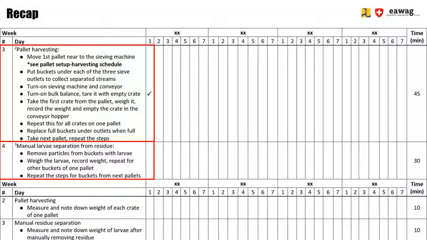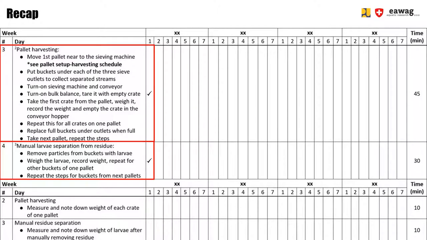Then for the manual sieving step, the second step here, we remove the particles that were pushed up by the larvae from the top of the bin with the larvae in it. We then weighed the larvae, recorded the weight, and repeated this for the other buckets of one pallet with the larvae, and repeated those steps then for the other buckets of other pallets that we harvested.